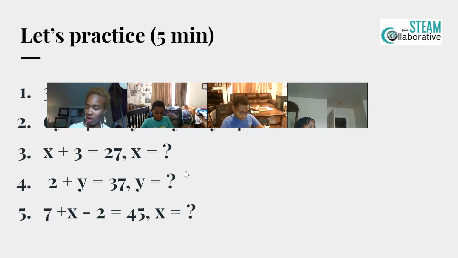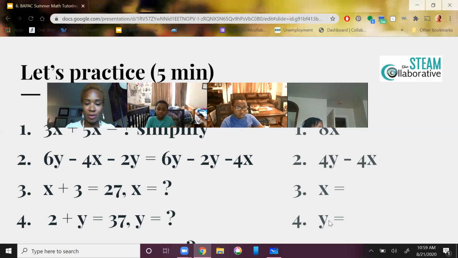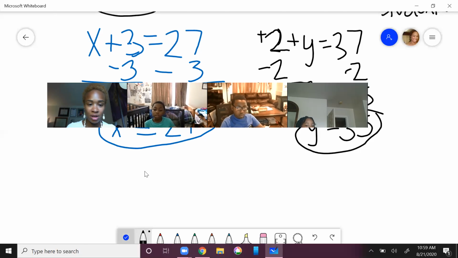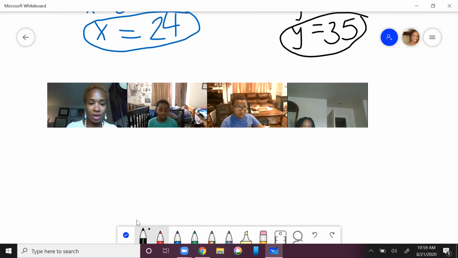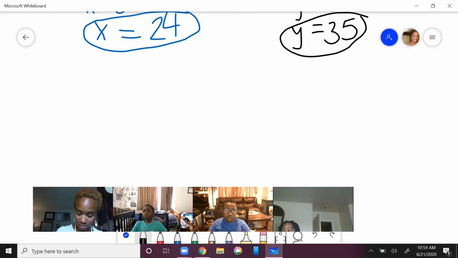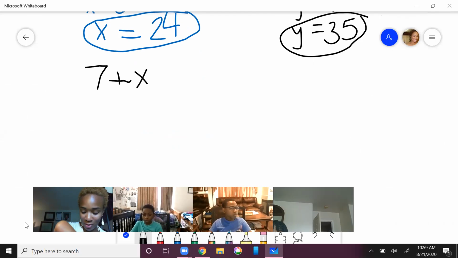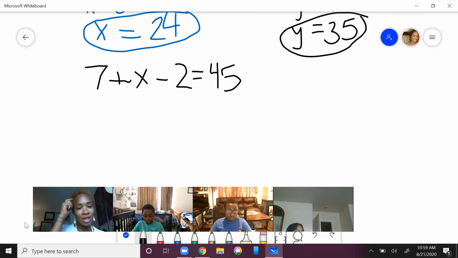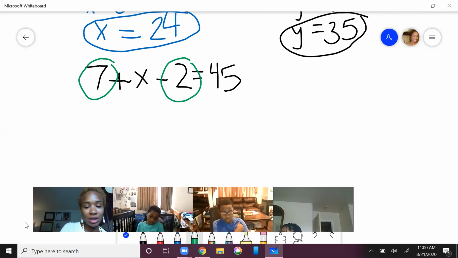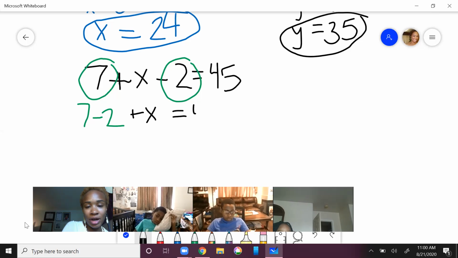I'm still gonna ask for your help, but you can do it on the whiteboard together. Actually, no, I don't have it. I know it's a bit tricky. So this is the hardest problem that we will do, and the last problem we will do today. And then next week we'll talk about graphing things. So you have 7 plus x minus 2, and the terms that are like each other are these two. So we put those together, 7 minus 2, and then we leave our plus x equals 45.